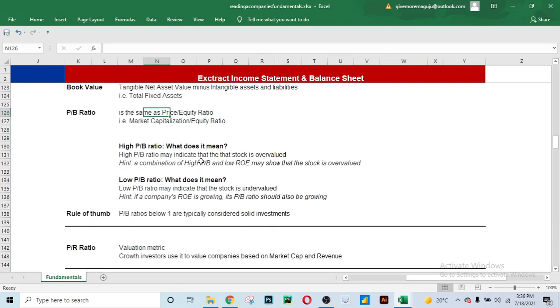Okay, what does a high price to book ratio mean? A high price to book ratio may indicate that the stock is overvalued. I think I've demystified the concept of intrinsic value and overvaluation. Okay, here's the hint. A combination of high price to book value and low return on equity may show that the stock is overvalued. Okay, and low price to book ratio, what does it mean? The low price to book ratio may indicate that the stock is undervalued.